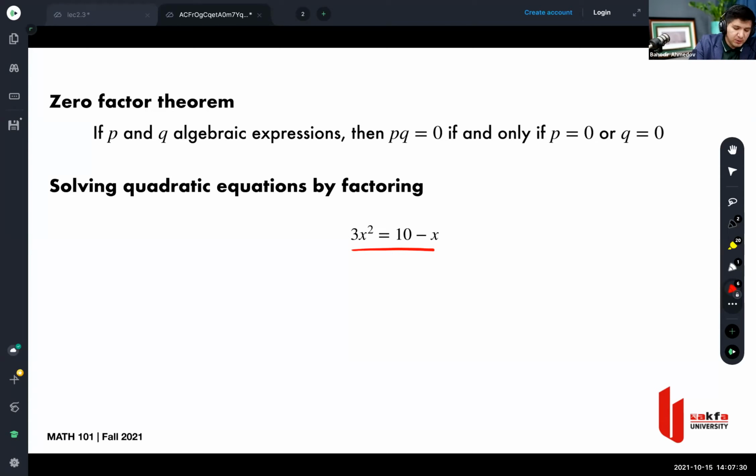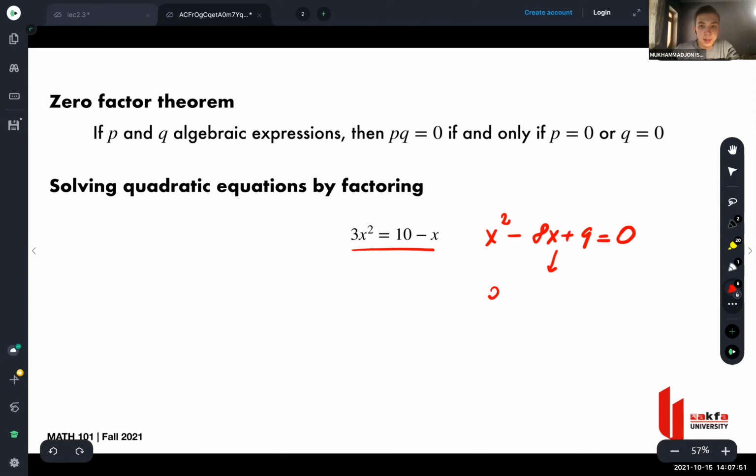but let me give you a bit easier example. Let's say x squared minus 8x plus 9 is equal to 0. Can you factorize this equation? So can you write this down as a multiplication of two linear expressions? 1 and 8, right? So x minus 1 times x minus 8.